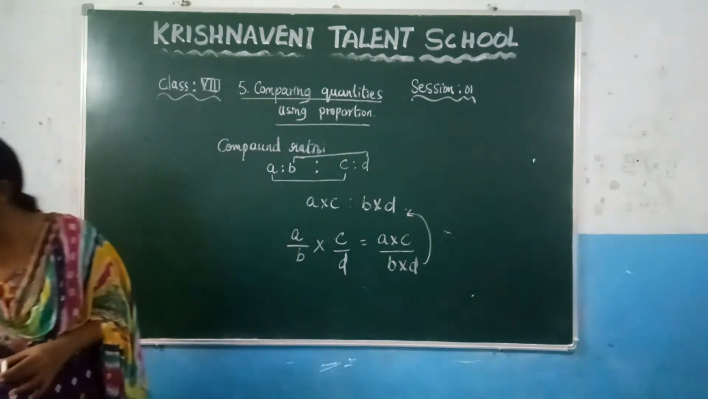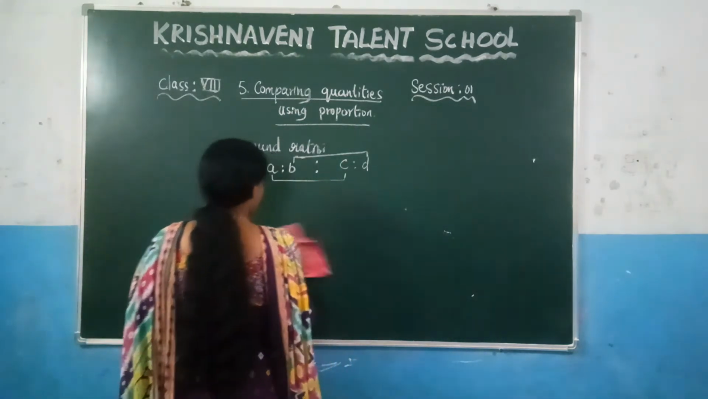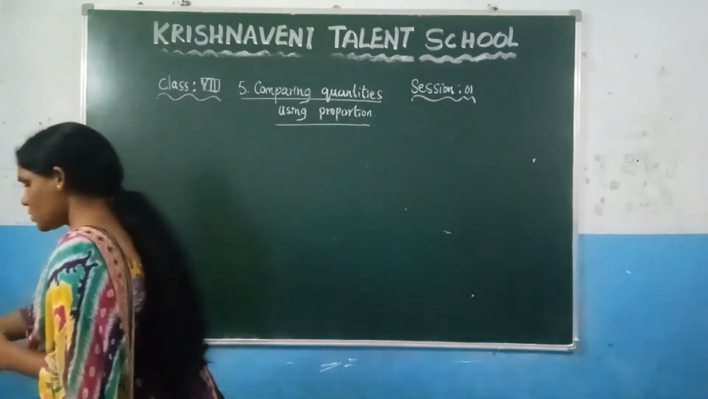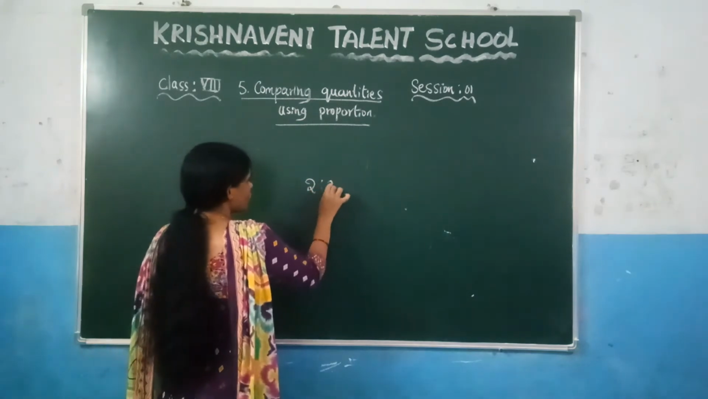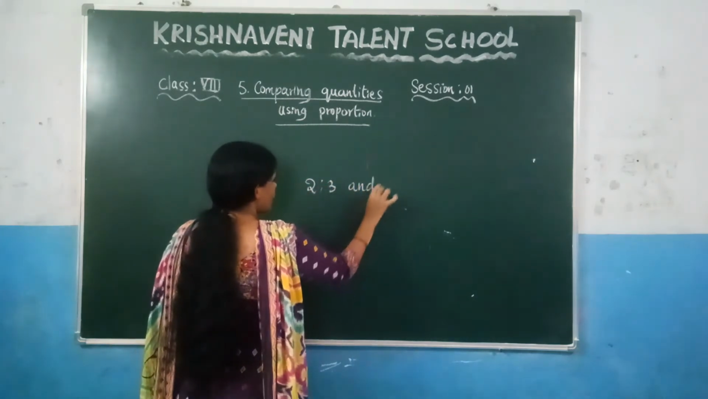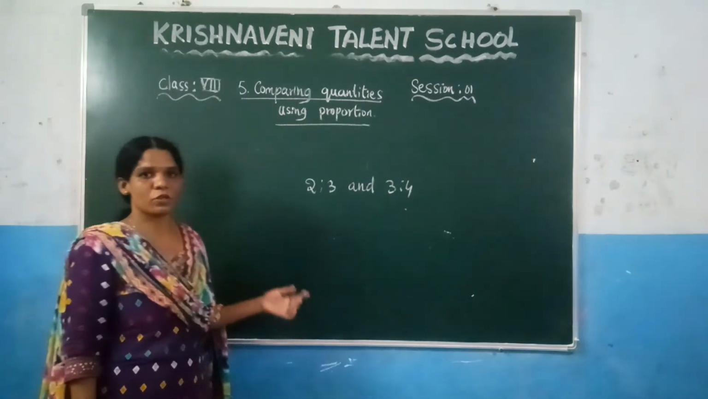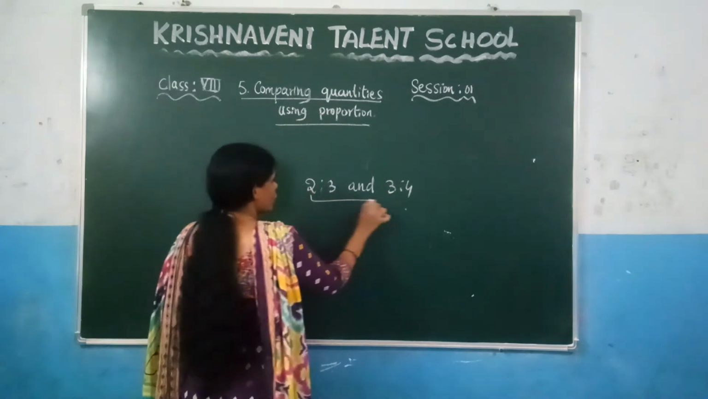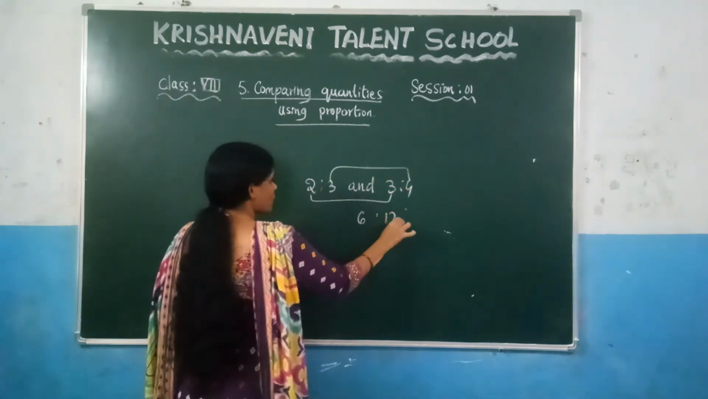Now let us go for the proportion. So what is the meaning of proportion? Suppose I ask what is the compound ratio of 2 is to 3 and 3 is to 4. So what will we do? We just take the product of the antecedents and the product of the consequents. So here 2 into 3, which is 6, and 3 into 4, which is 12.